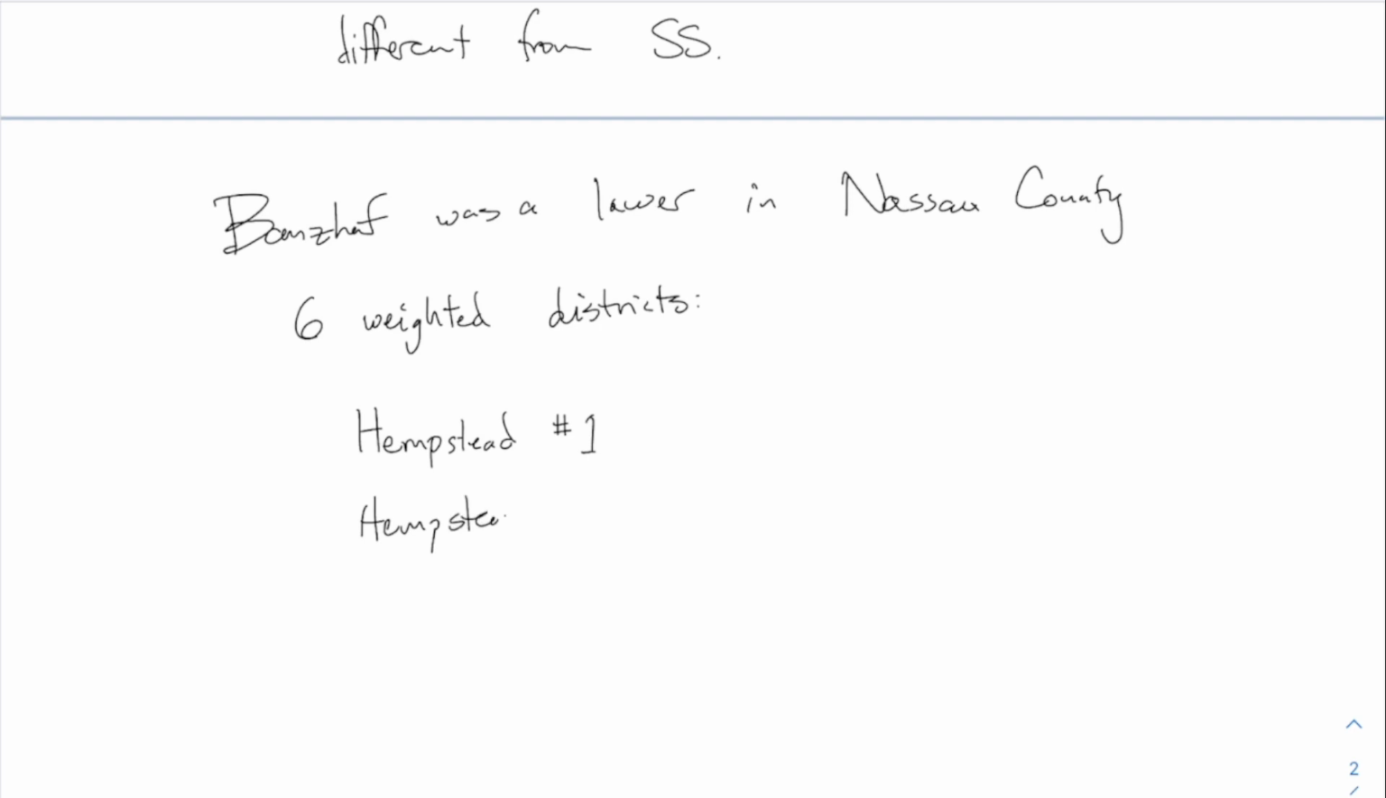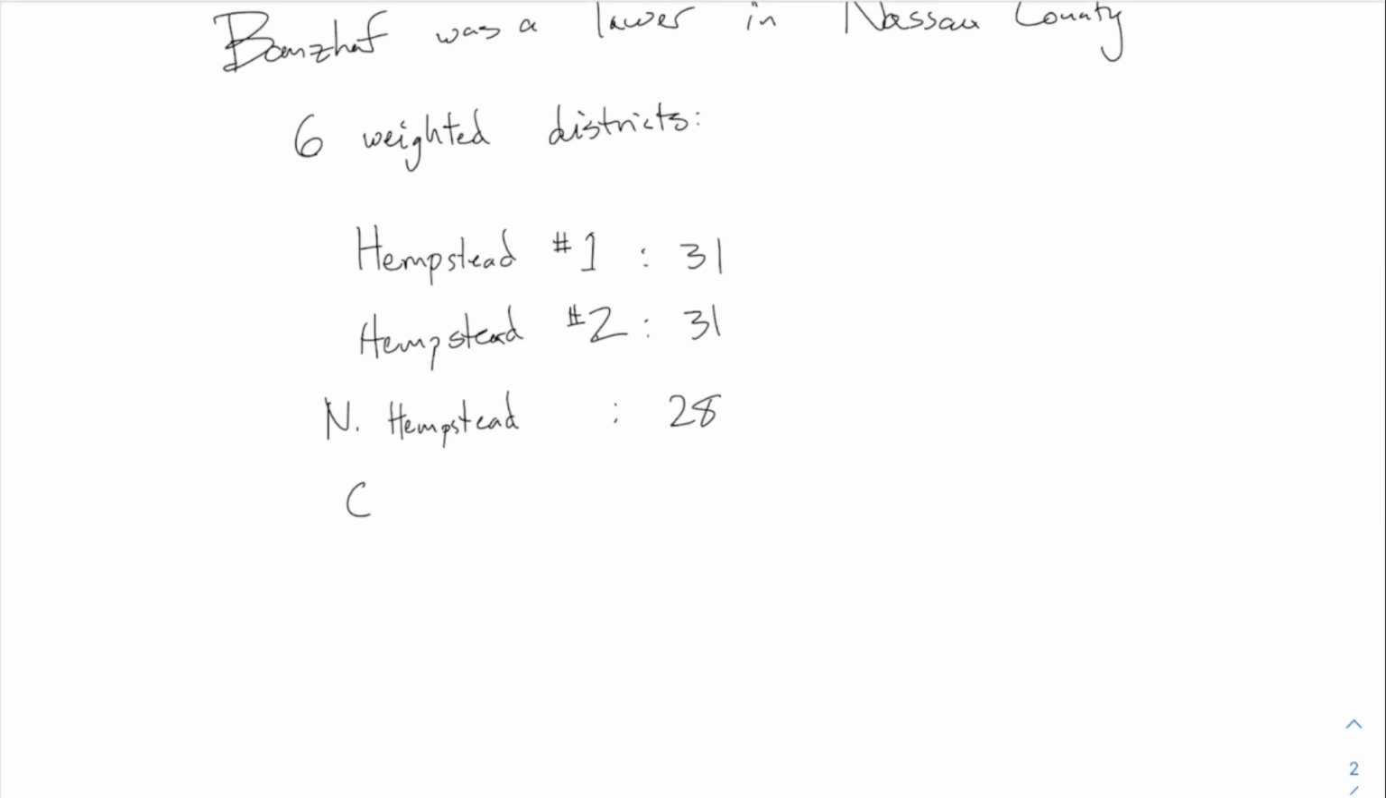Anyway, there's Hempstead District 1 and then Hempstead District 2. This is the biggest town, and so they divide it into 2 districts. Those districts each had 31 votes, once everybody in the town votes to decide what the town vote is. Then that counts for 31 of the votes when they add them all up. And then there was North Hempstead, which had 28. And then there was Oyster Bay.